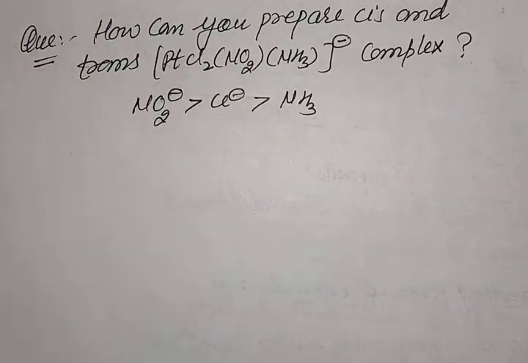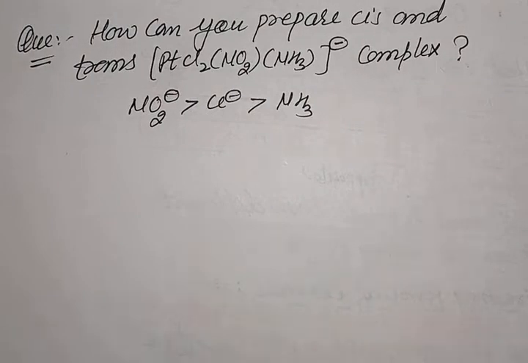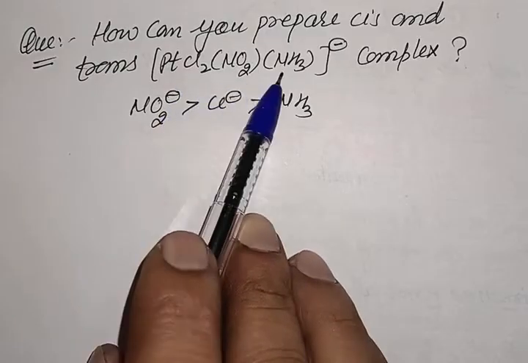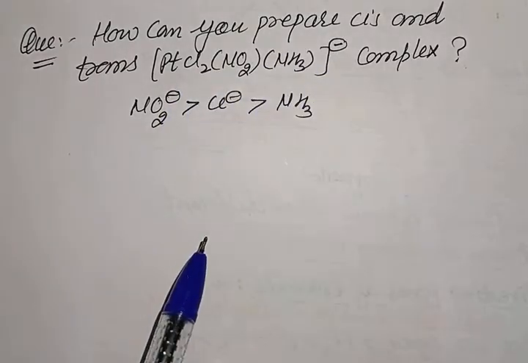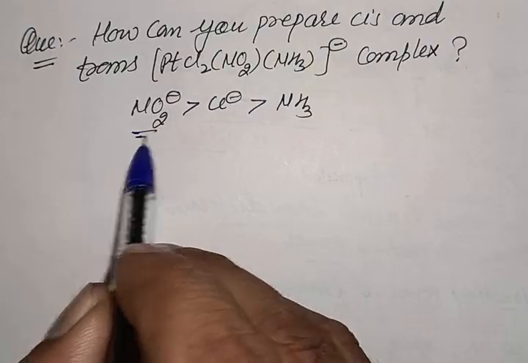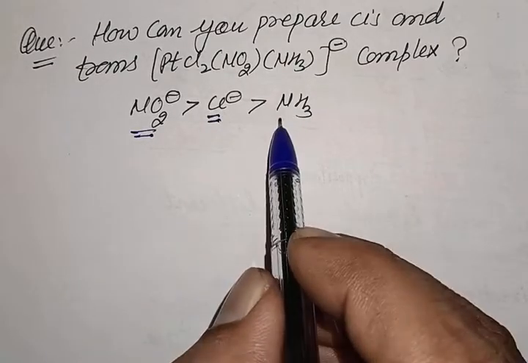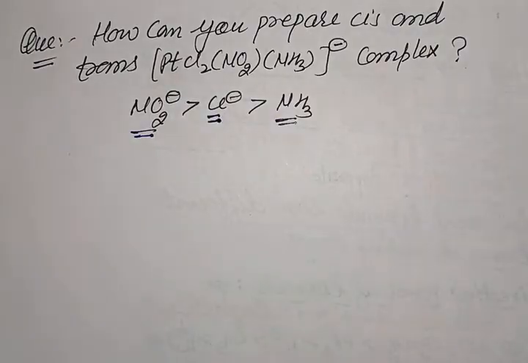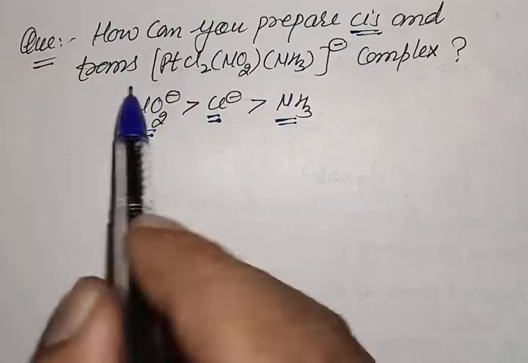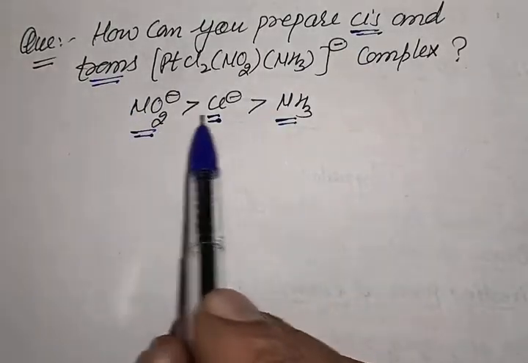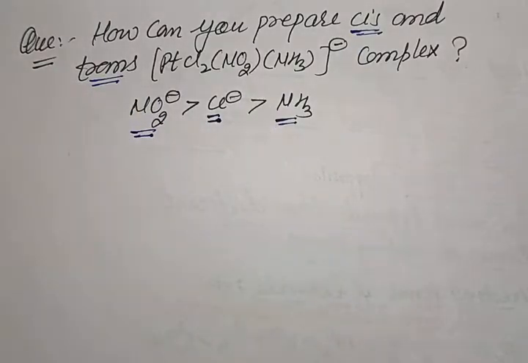The next question is how can you prepare cis and trans [PtCl2(NO2)(NH3)]⁻ complex if the trans effect of NO2⁻ is greater than Cl⁻, and the trans effect of Cl⁻ is greater than NH3. In this case we have to prepare two types of the complex, the first one is cis and another one is trans, and three different types of ligands are attached to the metal.